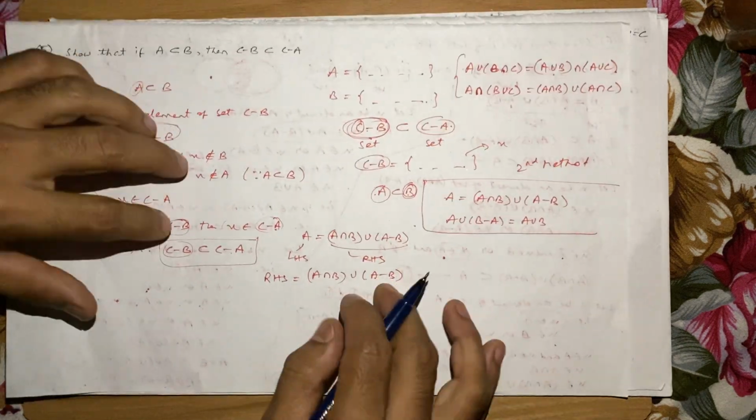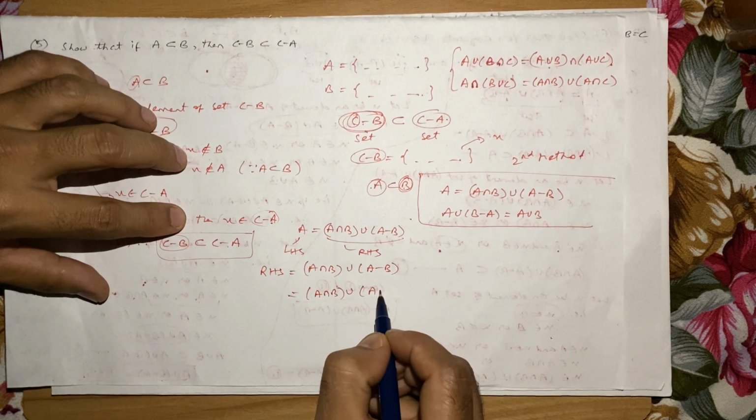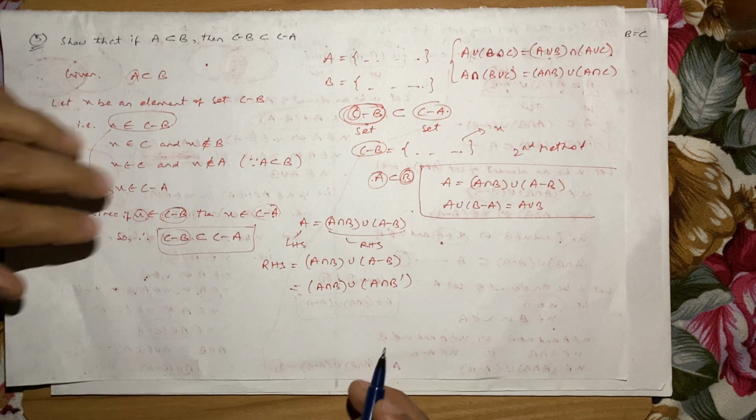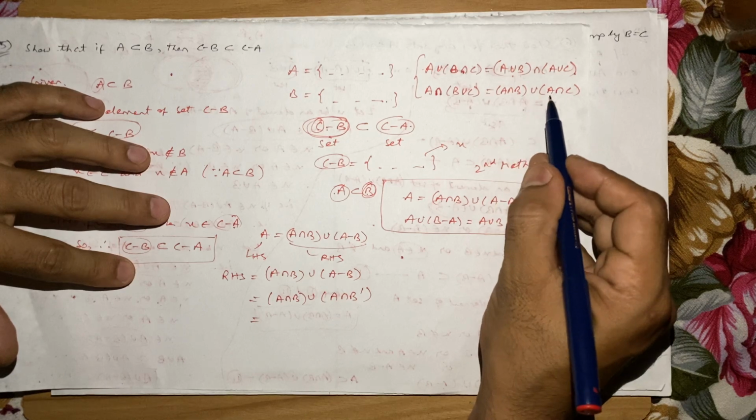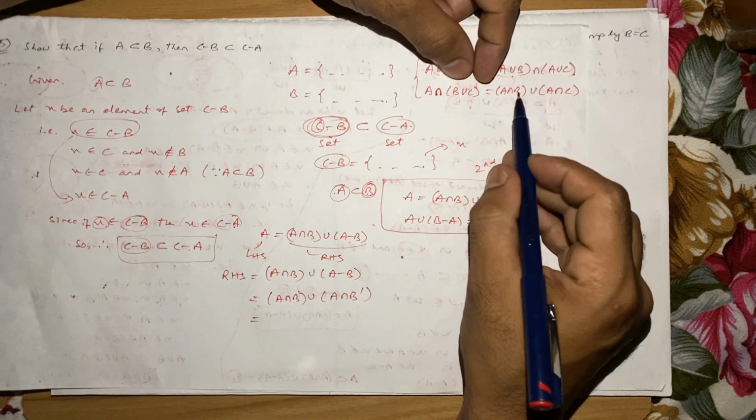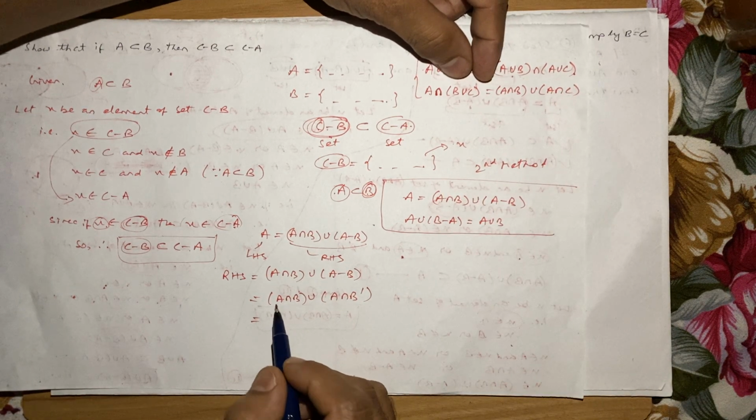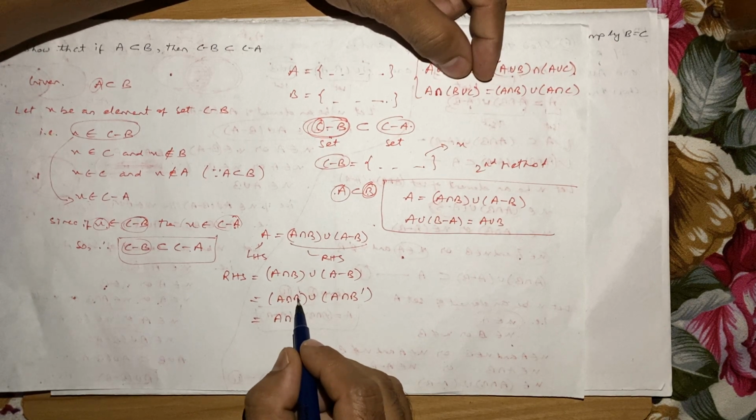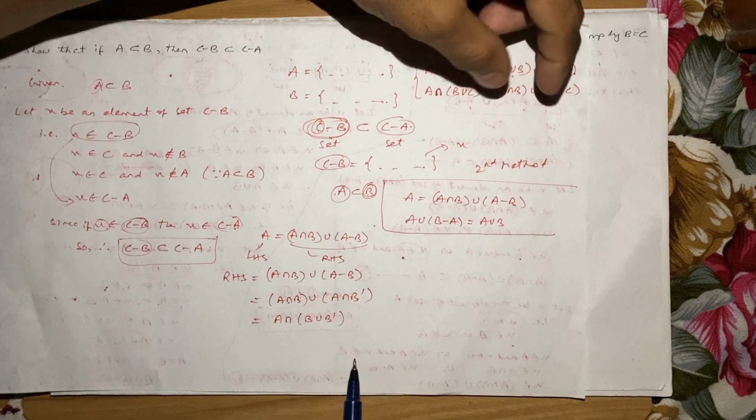So in place of this, what can I write? A intersection B union A intersection B dash, right? Now if you see here, A intersection B union A intersection B dash can be written in this way. These 2 things that have been distributed can be combined. A will be outside because A has been broken down, and the intersection will be here, and B and B dash will be combined: B union B dash. So this is the use of this law. Don't get confused.